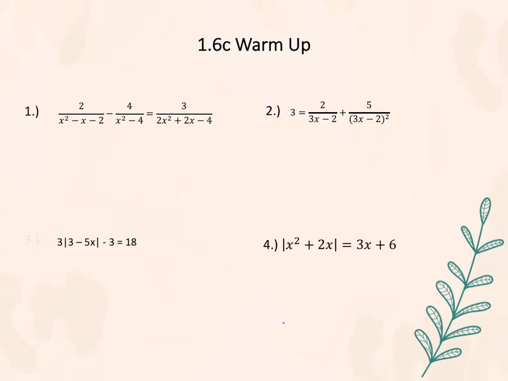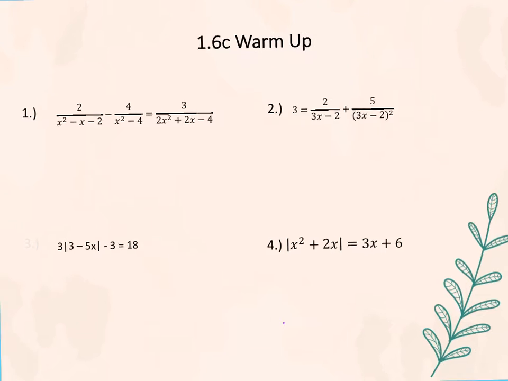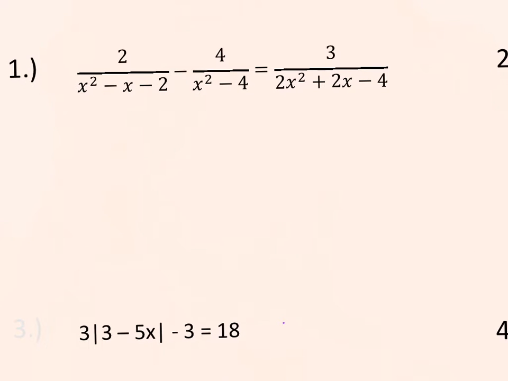Okay, so for number 1 and number 2, we're going to factor the denominator, figure out what our least common denominator is, and then multiply the entire thing by it. So if I look at number 1, the first denominator would factor to be x minus 2 and x plus 1. The second one, x plus 2 and x minus 2. The last one, I can take out a 2, and then it'd be x squared plus x minus 2.